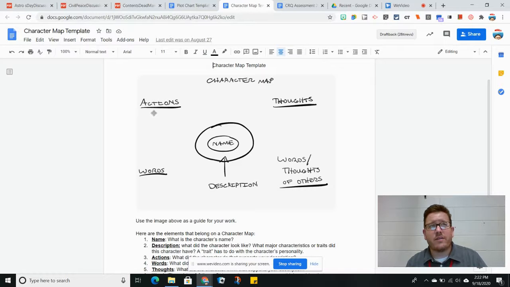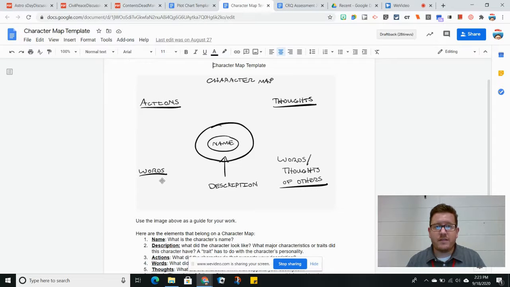Really, the only characters I think we have so far that really stayed the same would be Jonathan from Civil Peace and the astrologer from An Astrologer's Day. They kind of stay the same, but Tom definitely changes over the course of the story. What does he do that shows us that?